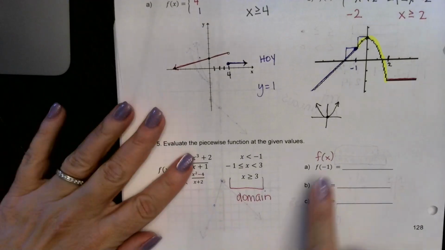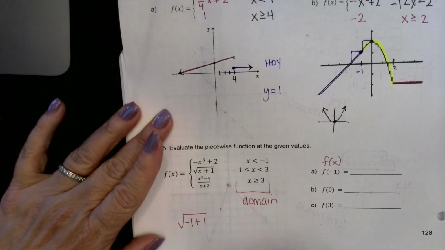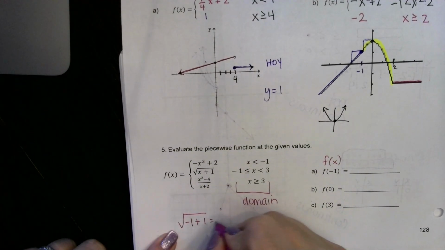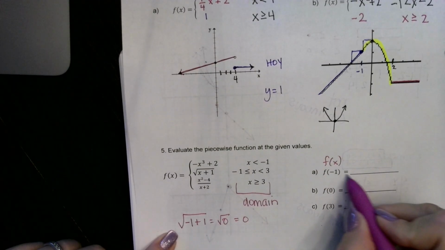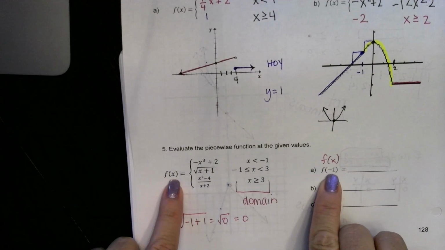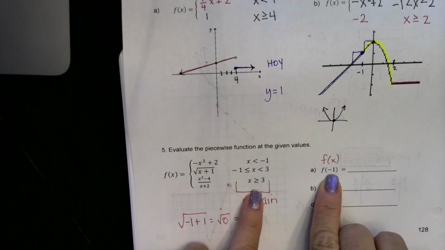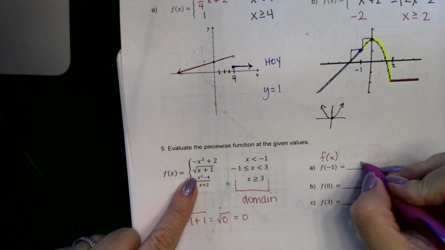So what I have here is the square root of -1 plus 1, which is the square root of 0, which is just 0. So the value of this, that's what we're looking for. We're looking for the value of the piecewise function when x equals -1. I want to figure out which part of the piece I want to use. I want to use the middle one. I plug in -1, I solve it, and I get 0.